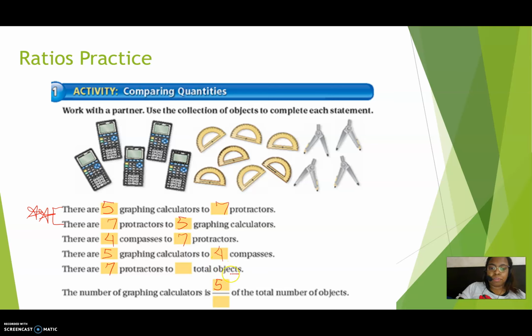In these last 2, we are comparing a part to the whole, meaning we're looking at one part. So in this first example, we're only looking at those protractors, but we're comparing them to all our objects. So how many objects do we have total? We can either count them all up, or we can use the numbers that we found in the other equations and add those up. However you want to do it will be fine here. So I should have 5 graphing calculators plus 7 protractors plus 4 compasses, and that should give me 16 total objects. If I count 1, 2, 3, 4, 5, 6, 7, 8, 9, 10, 11, 12, 13, 14, 15, 16, I get the same number.